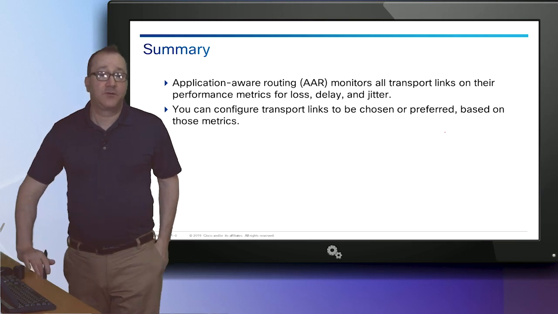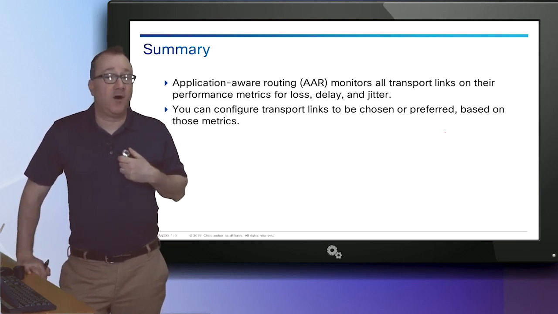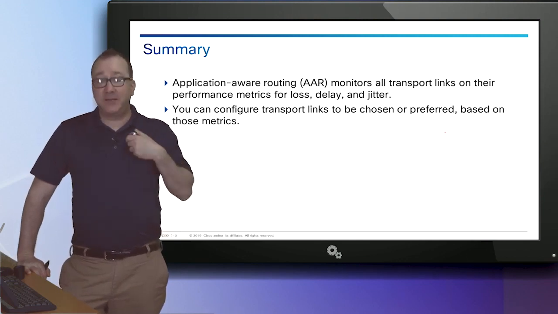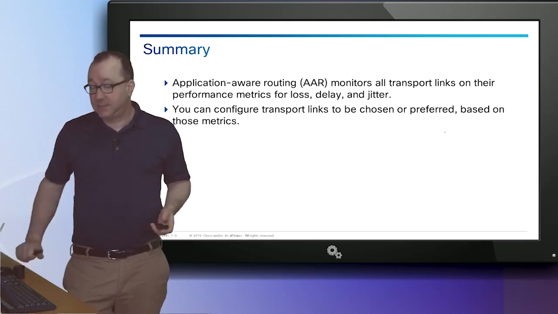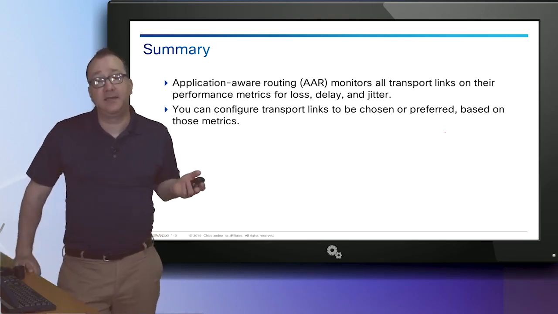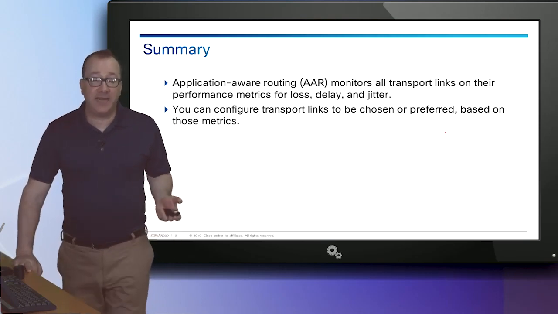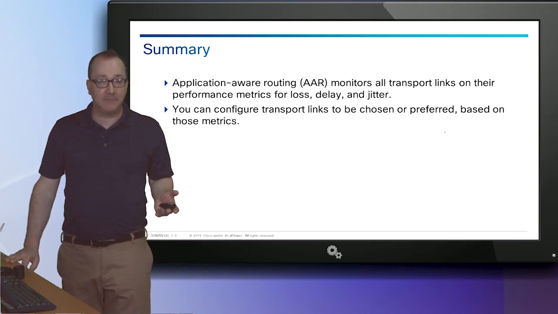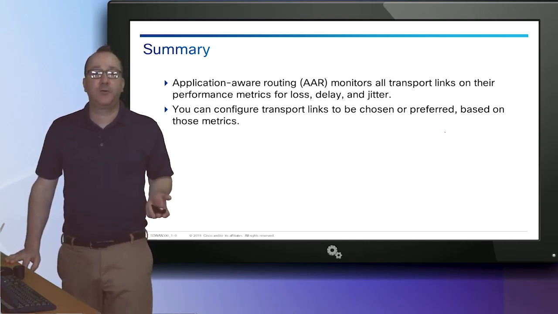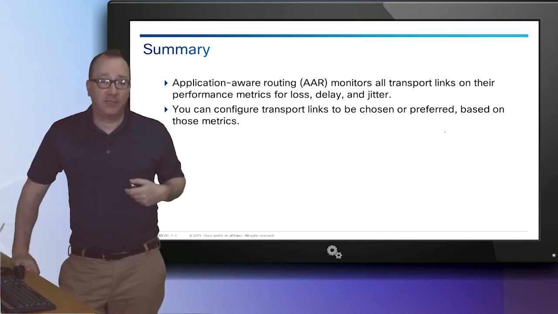In summary, we've talked about application-aware routing, monitoring those transport links for their health, loss, delay, and jitter, and then being able to configure those links to be chosen or preferred based on those metrics. So if a circuit is not meeting our SLA, we can fail over to another one. This gives us a lot of advantages. We're still able to do this on Cisco routers with the IP SLA command. It's the amount of configuration we have to do after that where SD-WAN really shines.